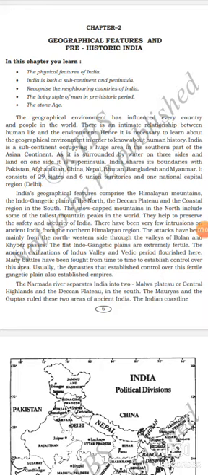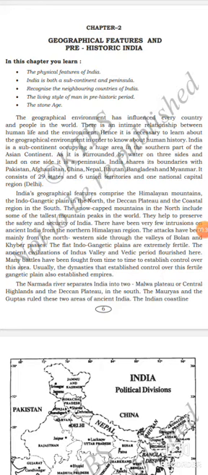Today we will see a new lesson. The lesson name is Geographical Features and Prehistoric India. This is the second lesson in your history. In this lesson you will learn the physical features of India. India is both a subcontinent and a peninsula. Recognize the neighboring countries of India. The living style of man in the prehistoric period, the Stone Age.